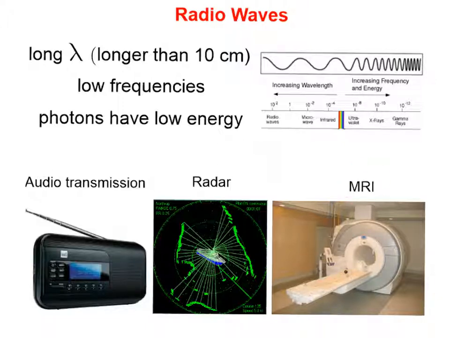MRI is another application for radio waves. It is a medical imaging device, and the patient lies inside this large cylinder, which contains a very powerful magnet and also a radio wave emitter and a radio wave detector. Then when the MRI is running, hydrogen atoms in the bones and soft tissues of the person behave like magnets, and they align with this very strong magnetic field.